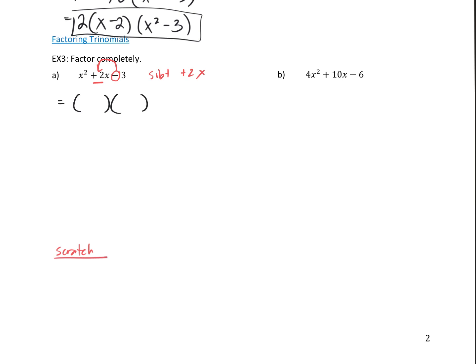I'll label it scratch work so that it doesn't get graded. Again, if you're going to do that on an exam, for the final exam, make sure to write scratch, and then I will not grade the scratch work.